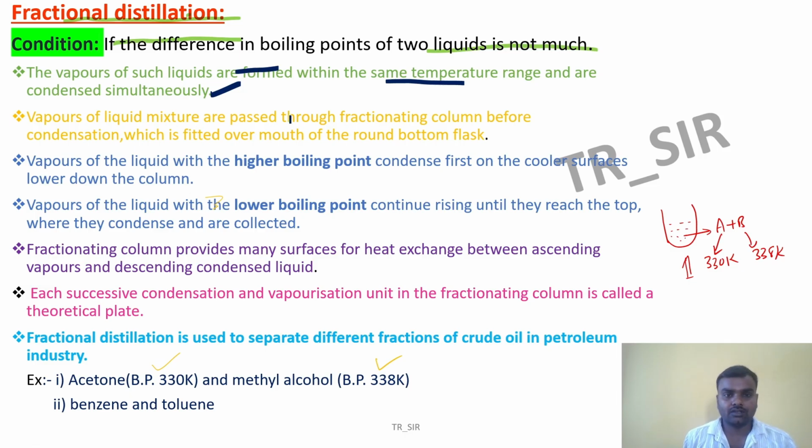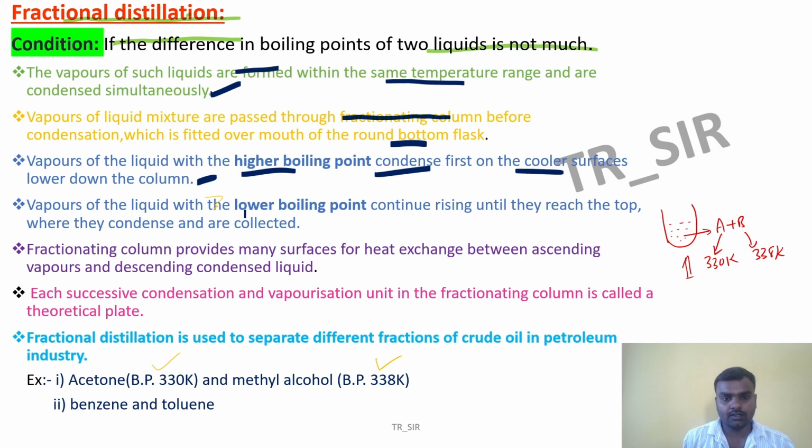Now the vapors of the liquid mixture are passed through the fractionating column before condensation, which is fitted over the mouth of the round bottom flask. Then vapors of the liquid with higher boiling point condense first on the cooler surface lower down the column. That means what happened? We'll discuss with the diagram.